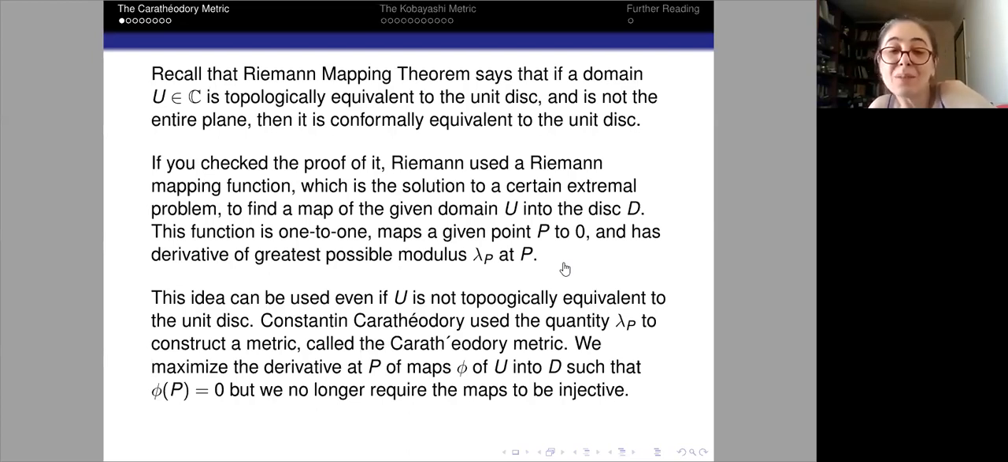What we do is we maximize the derivative at P of the maps from U into the unit disk such that the value of phi at the point P is zero, but we no longer require the maps to be injective. So let us give the definition.